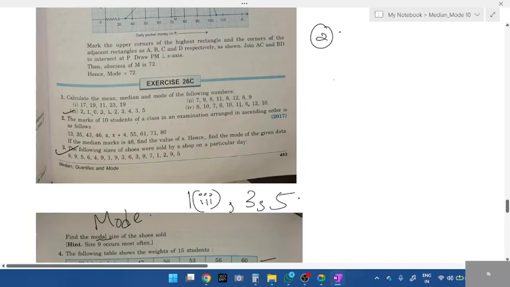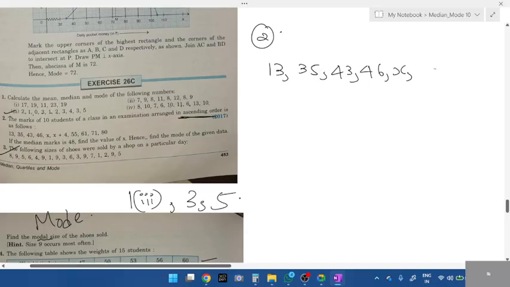Okay, so there are a few values, students. What are the values given here? 13, 35, 43. Are they already arranged in ascending order? Read the question: the marks of 10 students of a class in an examination arranged in ascending order. Can you see it is already arranged? For median, we have to arrange in ascending order, but in this question it is already arranged, students.